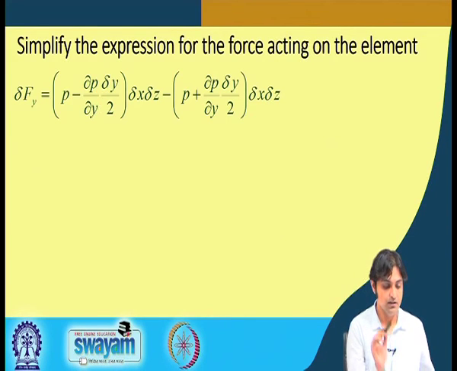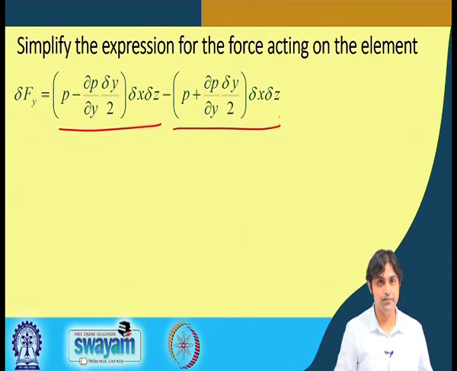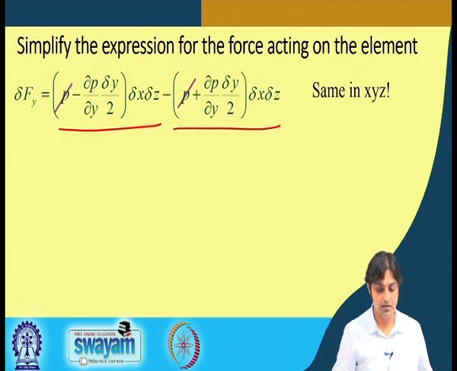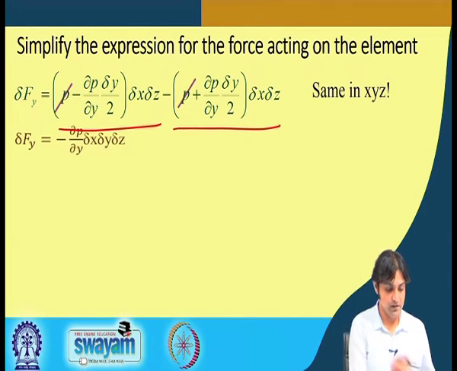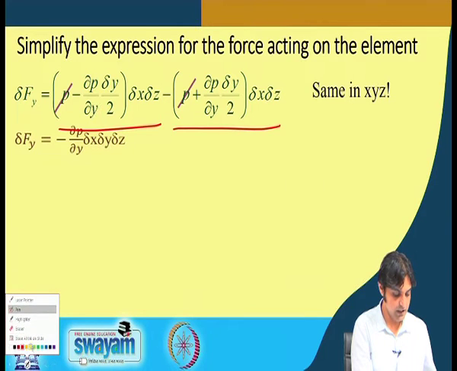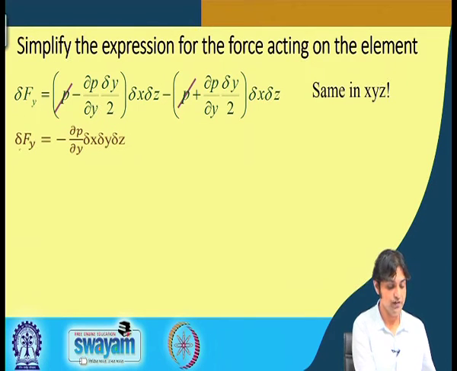Now we have to simplify the expression for the force acting on the element. Very simple. In the y direction, the force is going to be this pressure force minus this force. This was acting on this side, and this force was acting from the right. So P and P get cancelled. We will have the same in x, y and z. So the summation of delta Fy, if you do this addition, will be minus delta P by delta y multiplied by the volume.